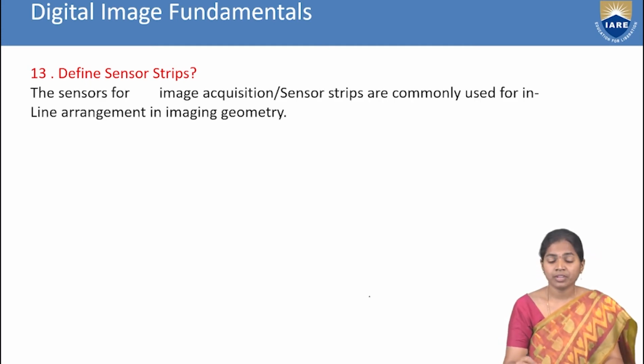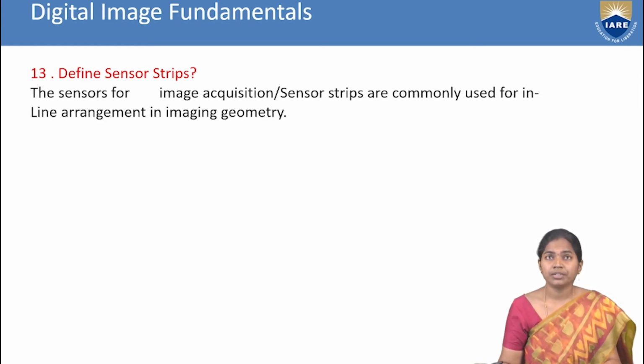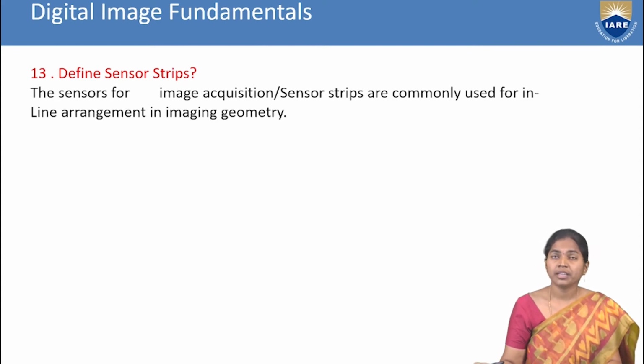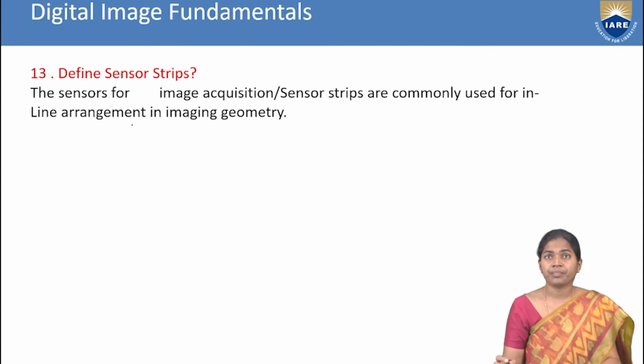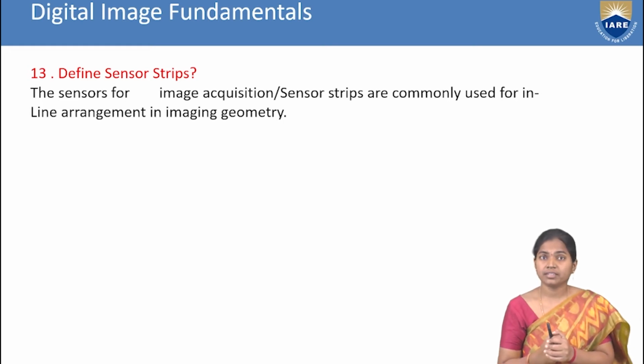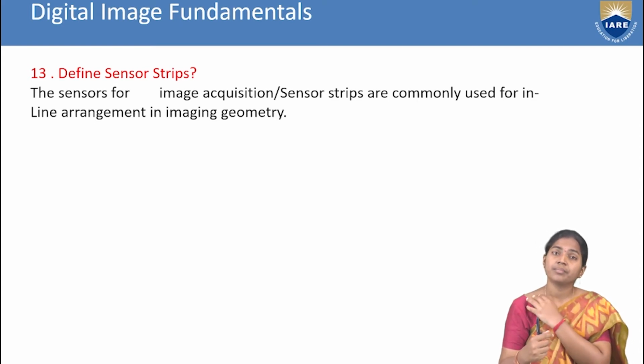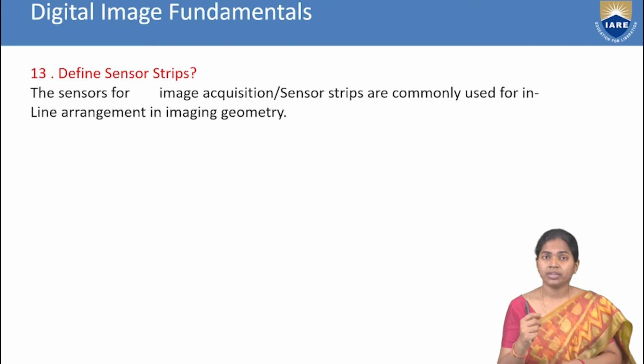Define sensor strip. Sensor strips are commonly used for inline arrangement in imaging geometry for image acquisition. We have different types of sensors and scanners. A sensor strip rotates with some angle, and based on that rotation it captures the image. Sometimes it rotates continuously and captures the image.